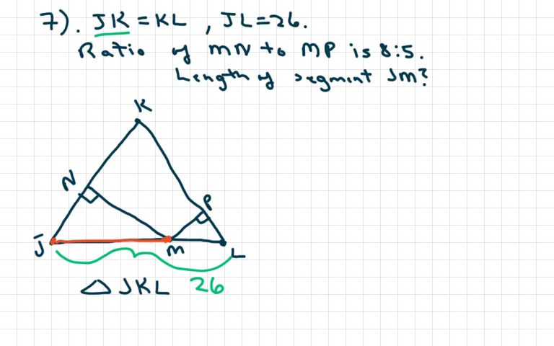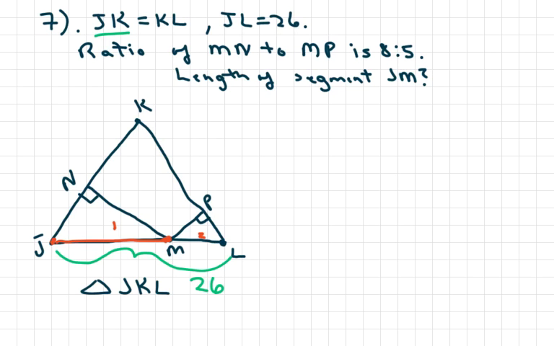Alright, so basically what we want to do is, the given ratio involves the sides of two small right triangles. So we have triangle 1 and 2 here, 1 and 2. And the question asks about the side of one of those triangles. So focus on this. The base angles of triangle JKL are congruent because it's isosceles. Additionally, angle JNM and LPM are both right angles, therefore they're congruent.